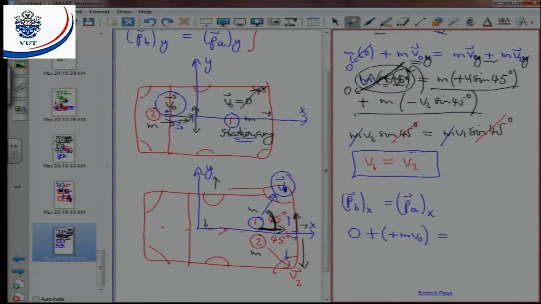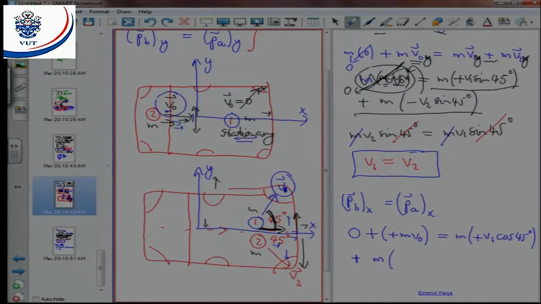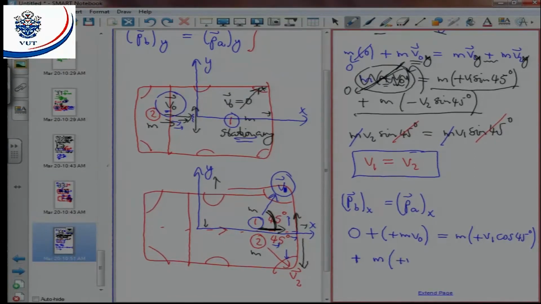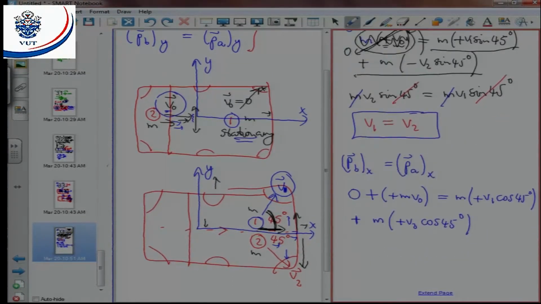After, for ball number 1, which is the black ball, it's positive, so it's m, then the speed is positive v, remember it's v1, so v1 now times cos 45 degrees. Okay, and then plus for the second ball the mass is m and the speed is also positive in the positive direction, so it's plus v2, and it's also cos 45.